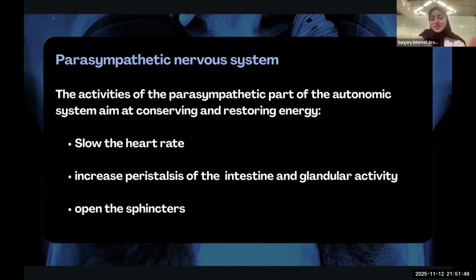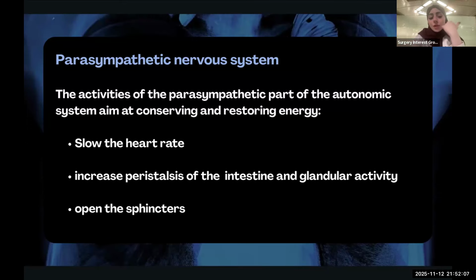Now, what does the parasympathetic nervous system do? It is going to be a system that wants to conserve energy, wants to restore your energy. So what does this mean? For the heart rate, my body is not in stress. I don't need as much blood supply. So it's going to be a slower heart rate.